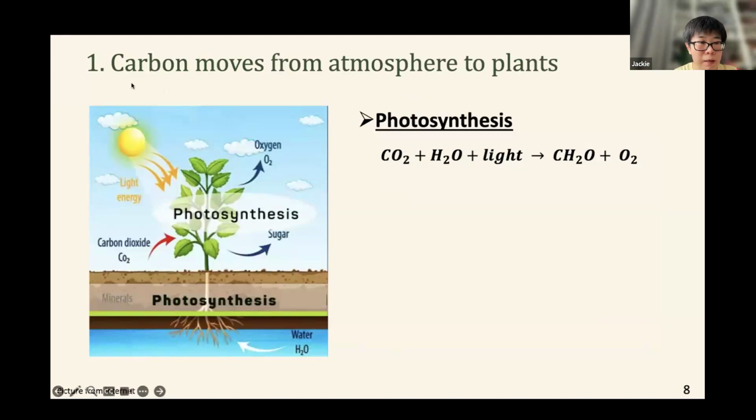For example, the first important carbon cycling pathway describes carbon moving from the atmosphere to plants, right? And we know that photosynthesis is the key biochemical process, which utilizes CO2 and water, in the presence of light, to convert the carbon to sugar, and releases oxygen to the atmosphere. Based on this figure, there are several limiting factors that control the photosynthesis rate, basically the rate that carbon moves from the atmosphere to the plants.